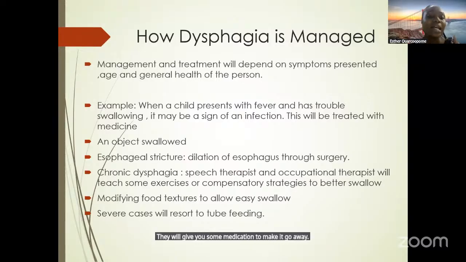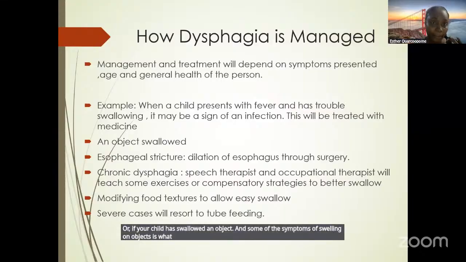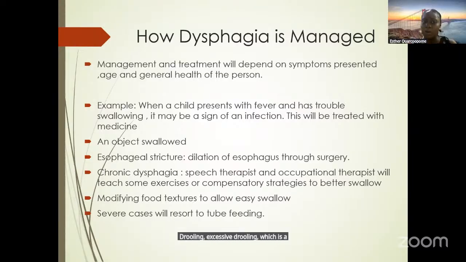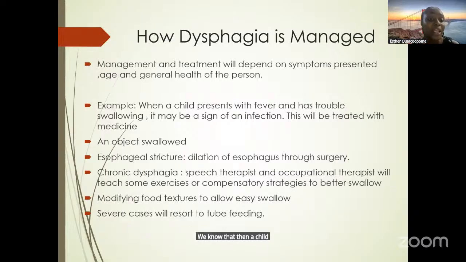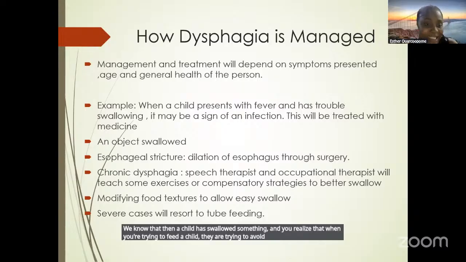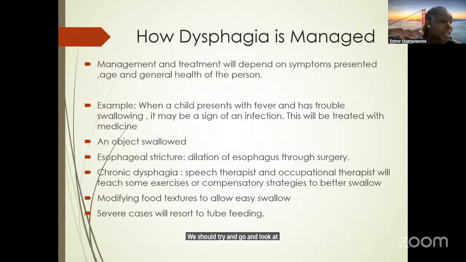Or if a child has swallowed an object, what are some of the symptoms? Excessive drooling, in a child who doesn't normally drool but all of a sudden is drooling. We know that then the child has swallowed something, and you realize that when you try to feed the child, they try to avoid food, or there's a gagging effect. We should go and look at it. So if something like that happens, managing it will be an endoscopy to remove that object.